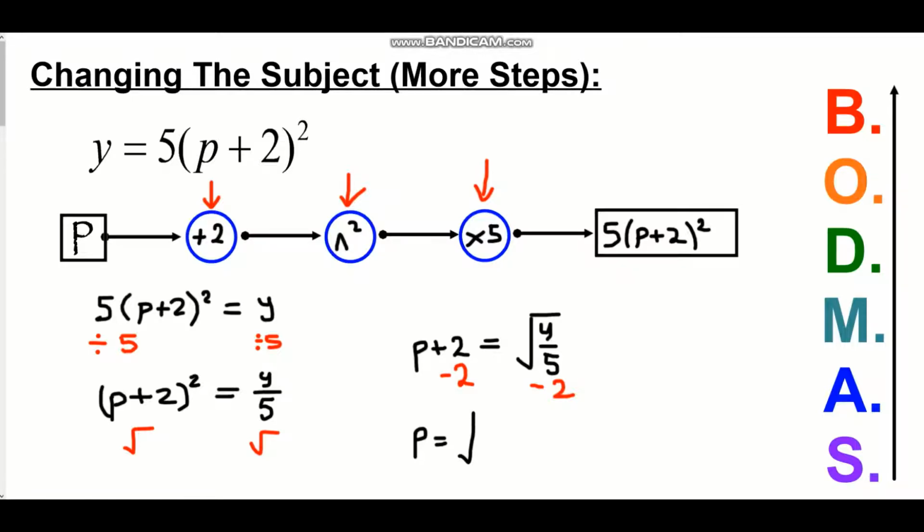Our final answer is y divided by 5 in a square root bracket, and then take away 2 at the end. Just make sure that that take away 2 is not inside your square root bracket because it was on the left-hand side of the equation when you square rooted. And that's our final answer.